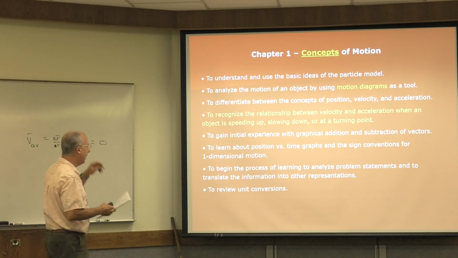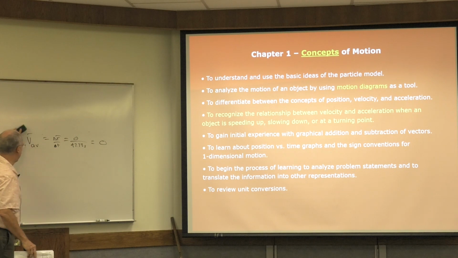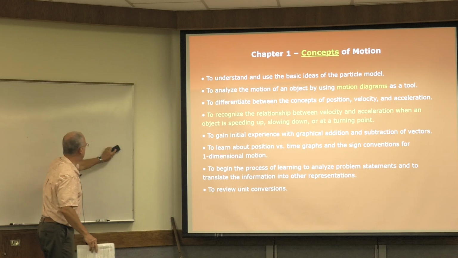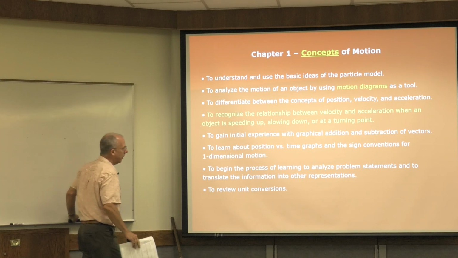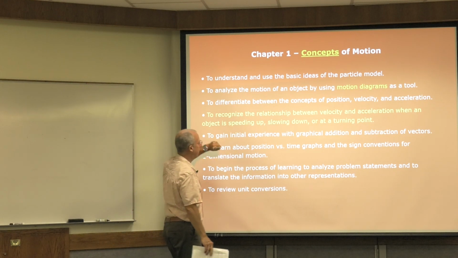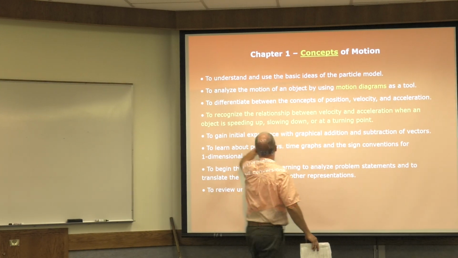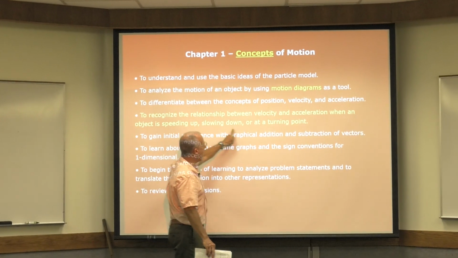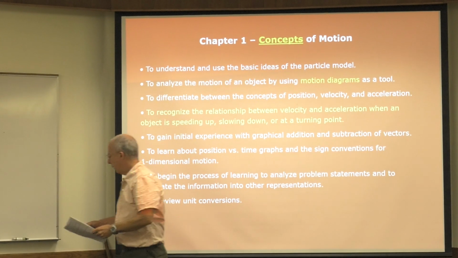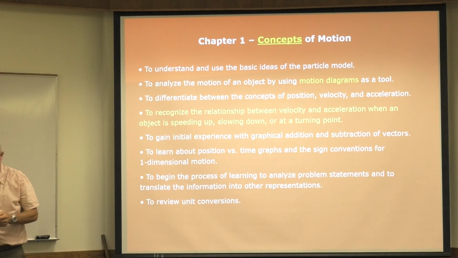All right, so we've talked about the basics, right? Position, velocity, acceleration. Now we're going to do something that most students consider tough or difficult. We want to recognize the relationship between velocity and acceleration when an object is speeding up, slowing down, or at a turning point. Okay, so let's do it.